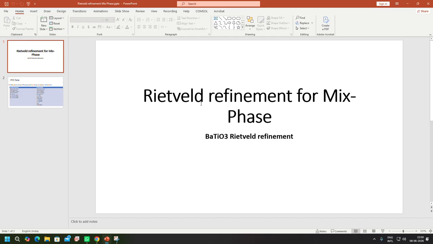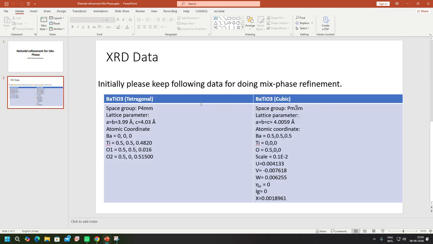So before starting your Rietveld refinement, please note your lattice parameters and structural parameters for tetragonal, depending on your crystal structure. Here I am showing you for tetragonal and cubic. So you just note down the crystal structure for one phase and the crystal structure for the other phase, their lattice parameters and their atomic coordinates in their respective crystal systems.